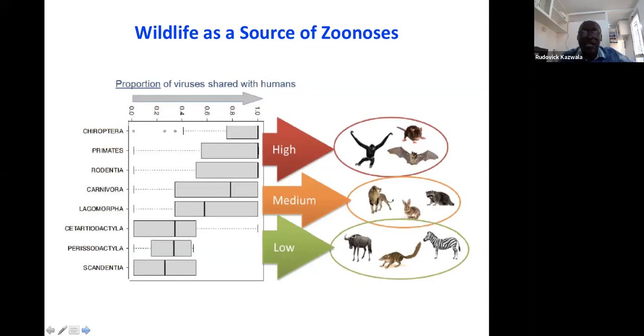And which animal populations are of concern? Some studies have been done, and it has been shown that there are certain taxa of animals which are more responsible for the zoonotic diseases in humans. You can see here the bats, rodents, and non-human primates are considered to be a higher source of pathogens to humans.